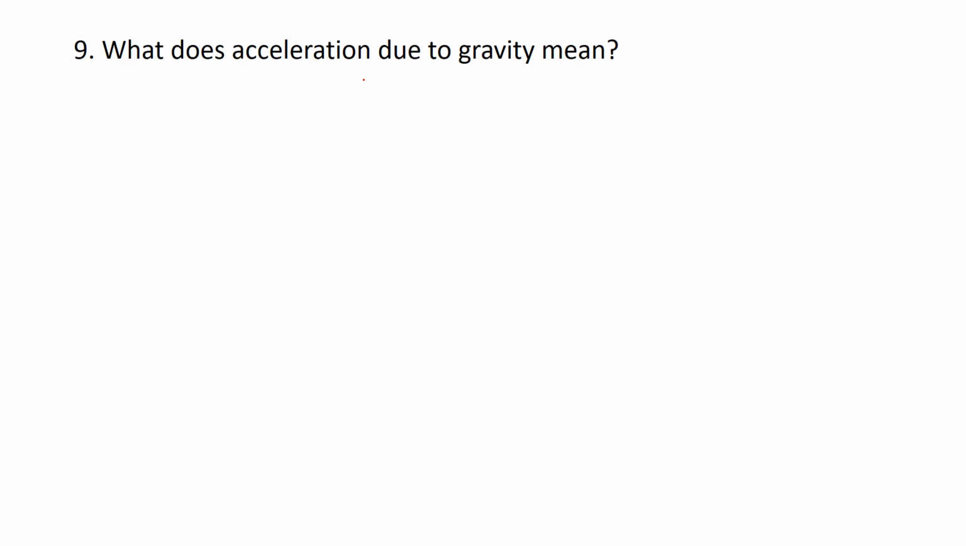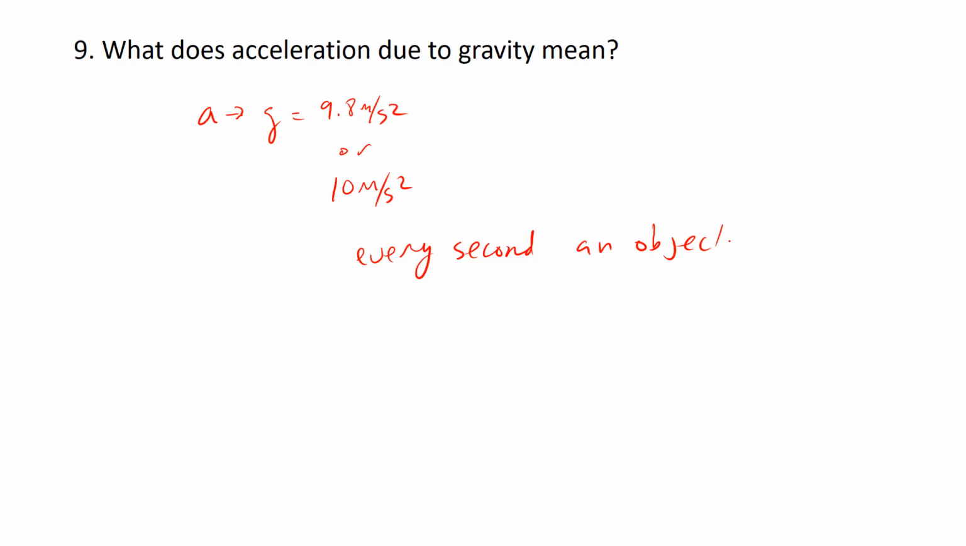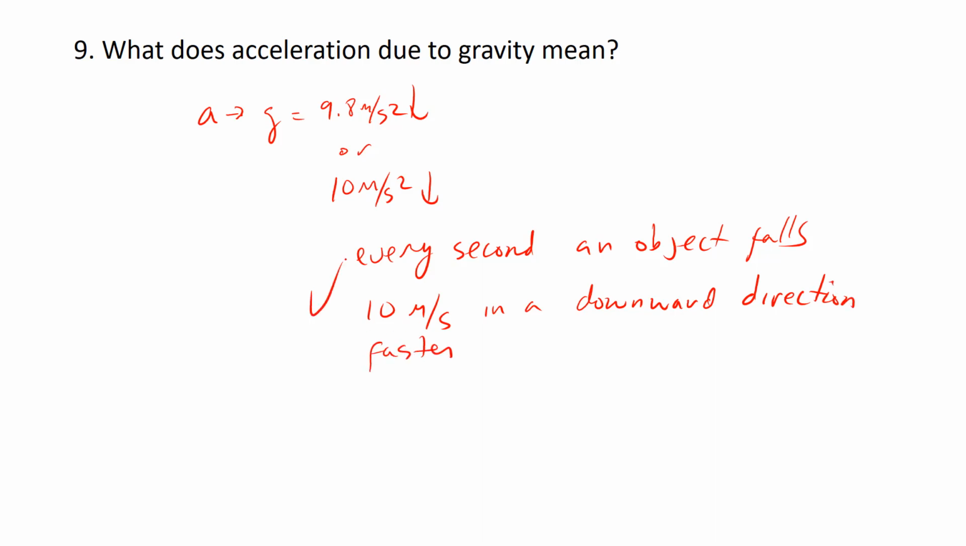What does acceleration due to gravity mean? So A is really G, which is equal to 9.8 meters per second squared, or 10 meters per second squared. And so what that means is that every second an object falls, it goes 10 meters per second faster in a downward direction. And so that's what it means right here.